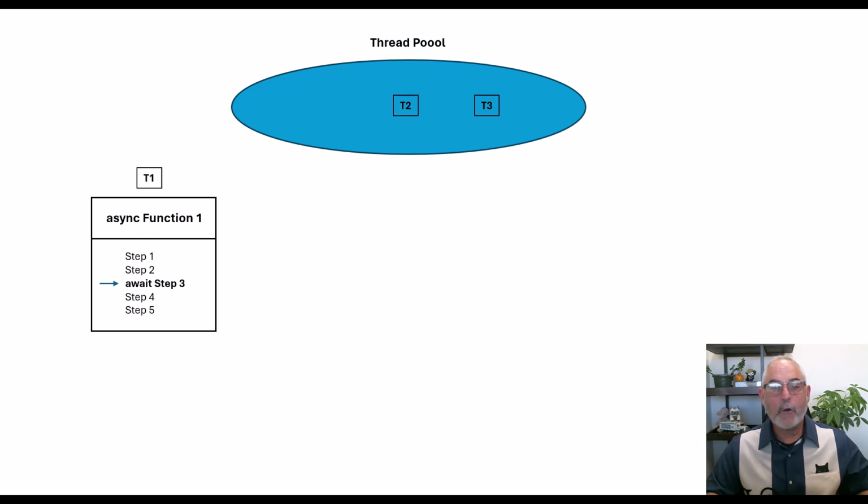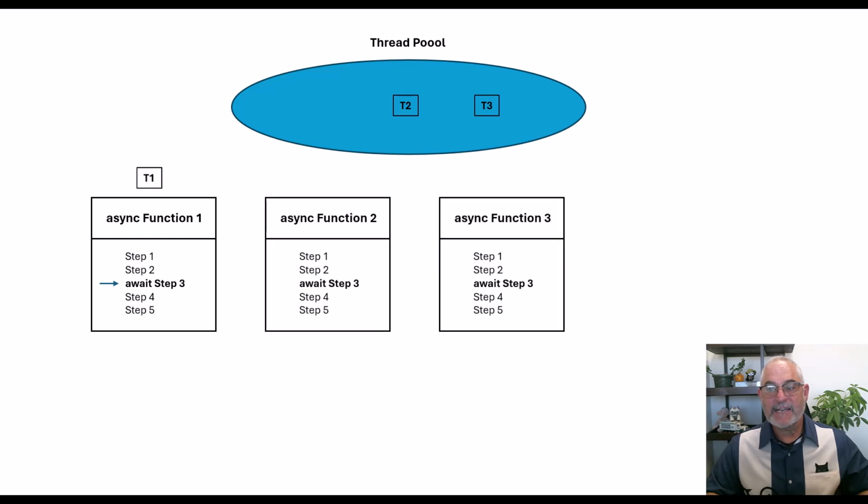Now, while we're waiting for step 3 to complete, let's say we have 2 more functions we want to run. We decide we need 2 more copies of the same one, or maybe they're different functions. Doesn't really matter. So async function 2 and async function 3 each get a thread out of our thread pool, and they both begin. So now all 3 of our functions are working away. And as you'll see, we now have no more available threads in the thread pool.